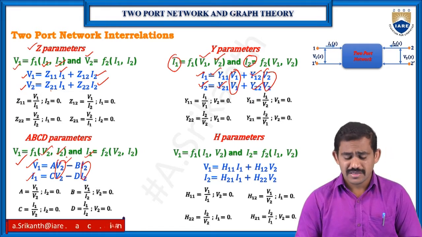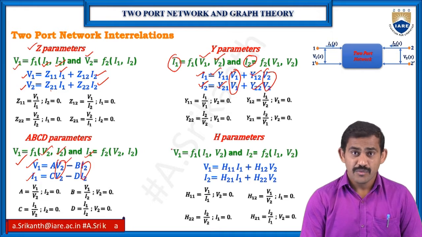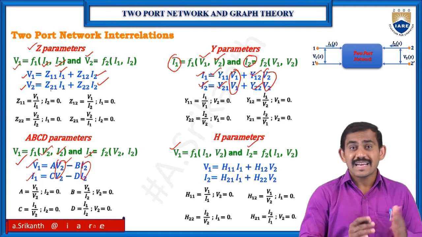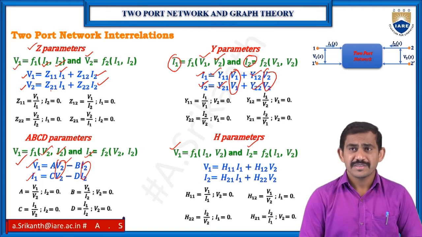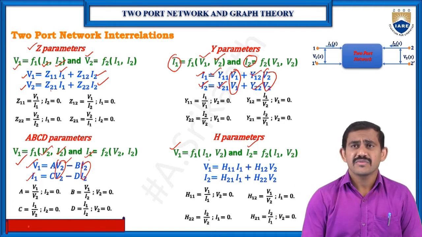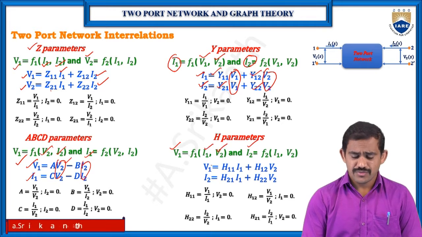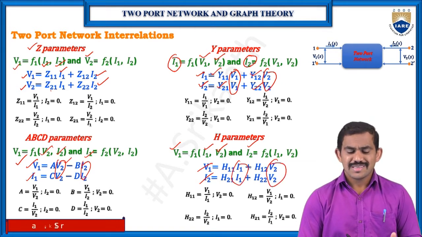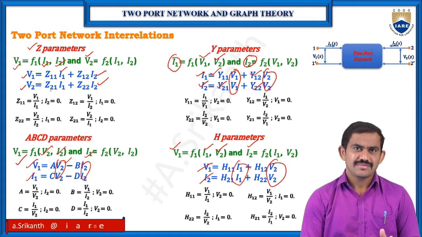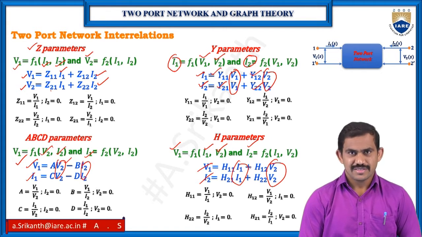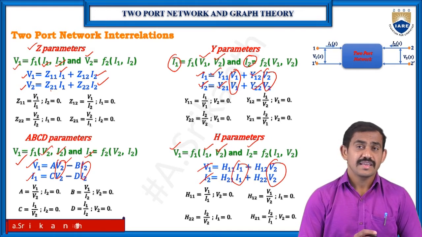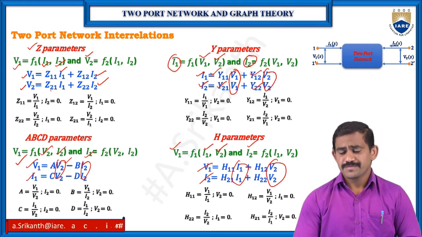And coming to H parameters, we have the hybrid parameters: the primary side voltage V1 and secondary side current I2, in terms of I1 and V2. So this is a small introduction to those parameters' equations. If we want the internal relationships, I need these equations. We'll move on one by one.